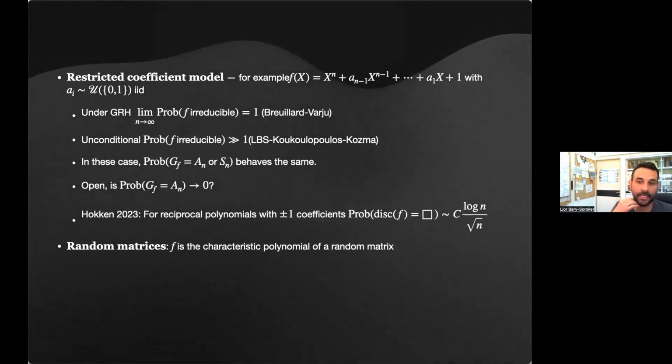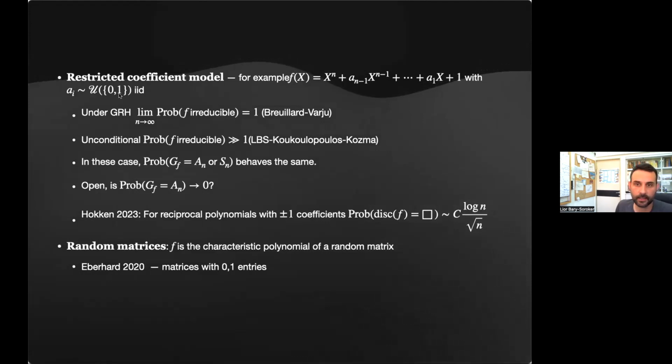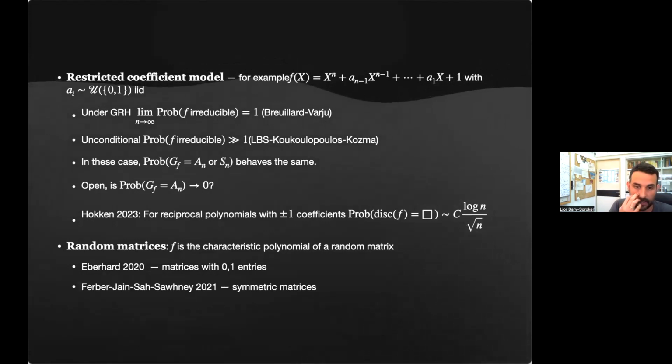Another model that I mentioned is random matrices. If you take the matrices with 0, 1 entries, Eberhard, using the tools of Bourgain-Vu-Wood and the tools developed for the restricted coefficient model, managed to show that under GRH, the characteristic polynomial is irreducible. And Ferber, Jain, Sah, and Sawhney did the same for symmetric matrices, again under GRH.